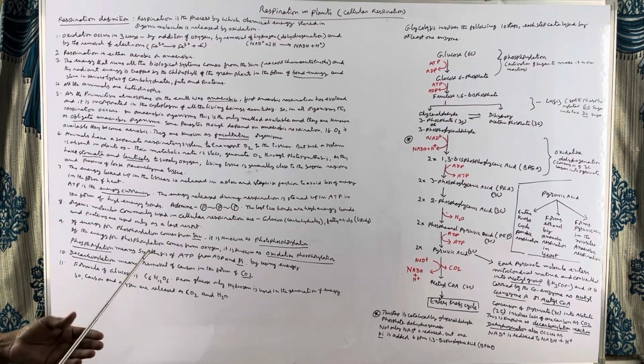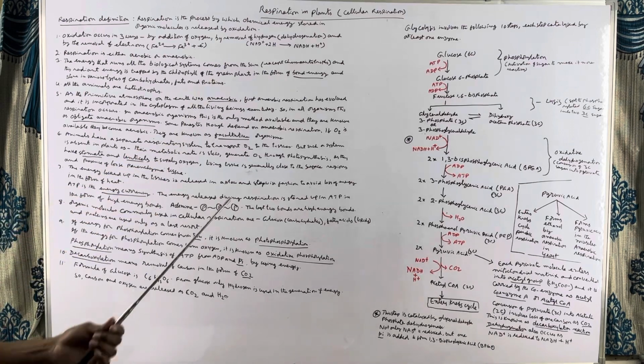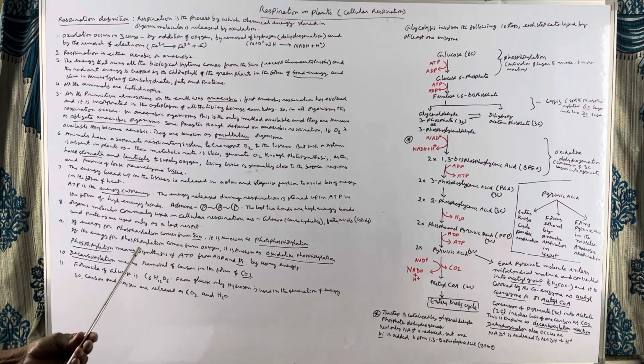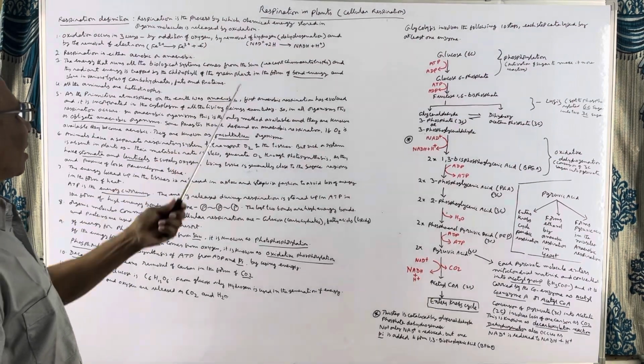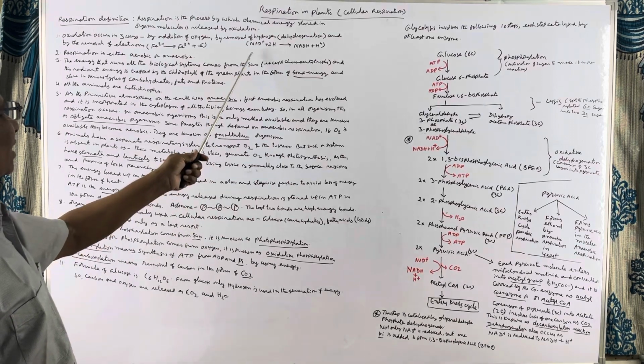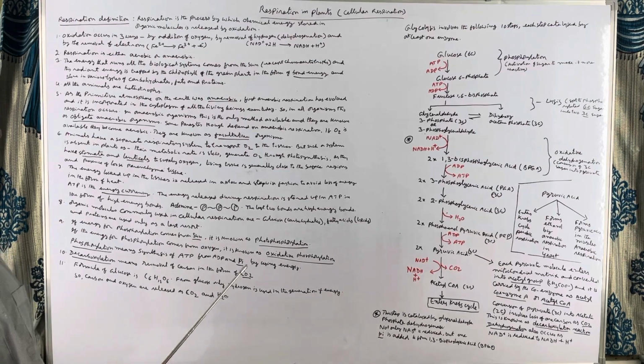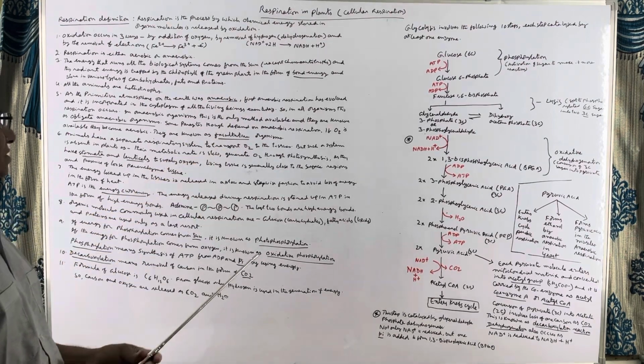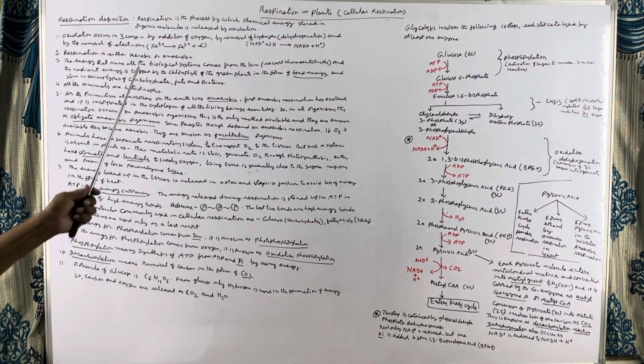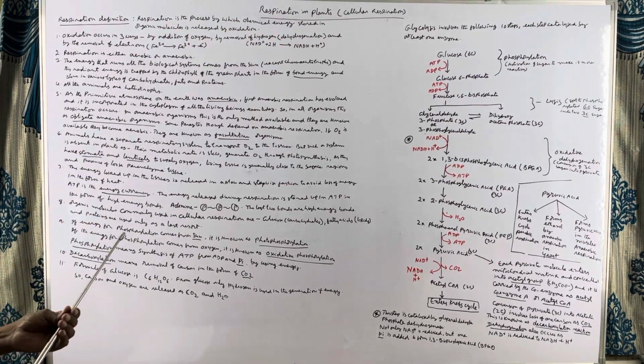It occurs by addition of oxygen or removal of hydrogen, and also by the removal of electrons. For example, there are hydrogen carriers like NAD and FAD. In the presence of the enzyme dehydrogenase, they combine with hydrogen ions. Similarly, if electrons are removed from a molecule or from an atom, it is also known as oxidation. In this way, oxidation occurs in three ways.